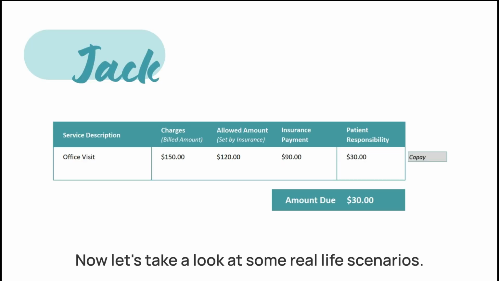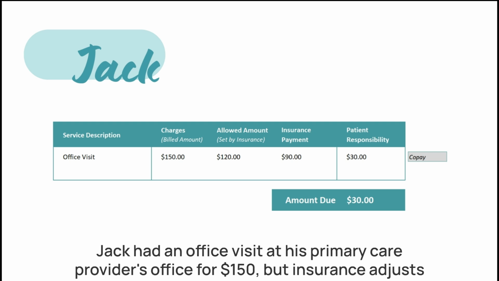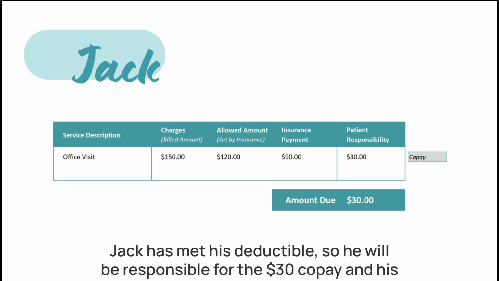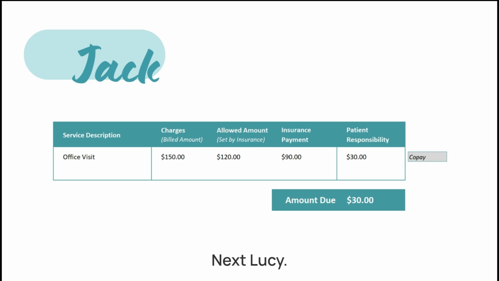Now let's take a look at some real life scenarios. Let's look at Jack's bill first. Jack had an office visit at his primary care provider's office for $150, but insurance adjusts this to $120 since his provider is in network. Jack has met his deductible, so he will be responsible for the $30 copay, and his insurance company will take care of the rest. Next, Lucy.